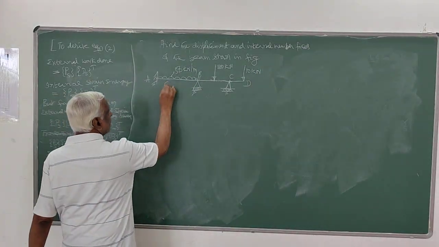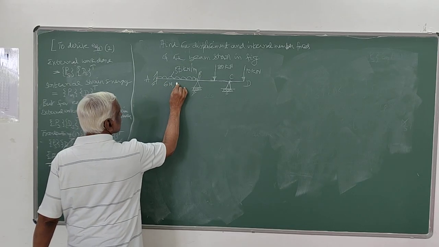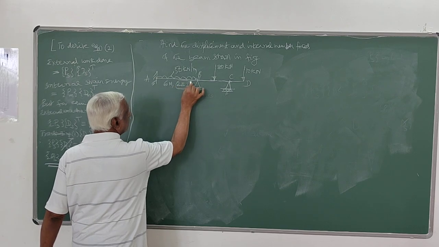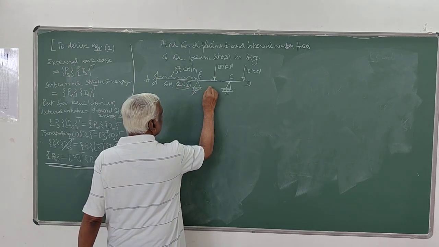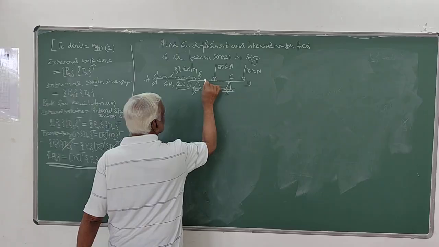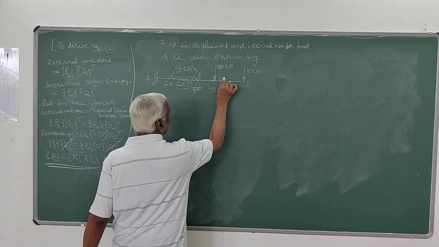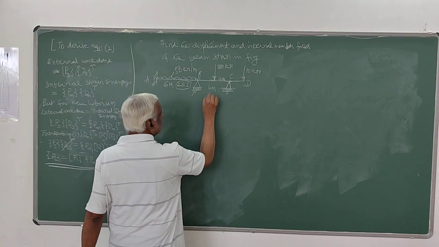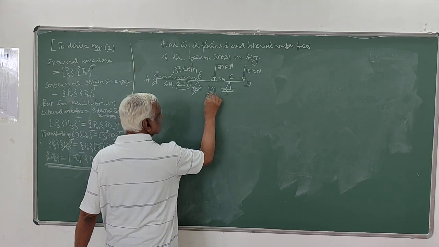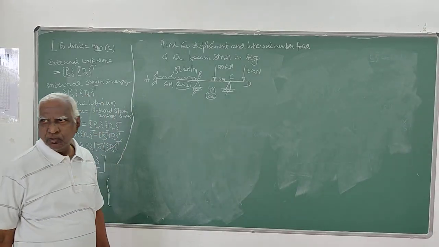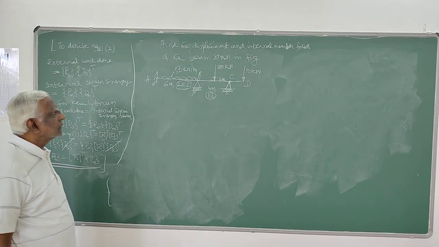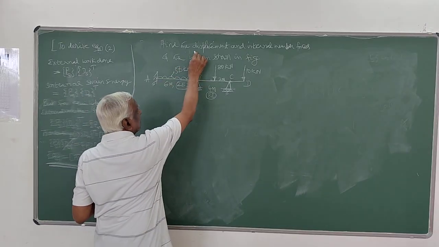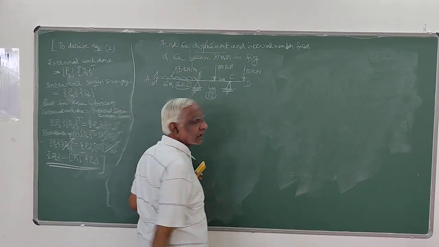So we will take this span as 6 meters and flexural rigidity 2EI. Here it is 4 meters. So from this end it is 2 meters. That is the central concentrated load, EI. And the same EI is for the overhang. So this is the problem. You have to find displacement and internal member forces.